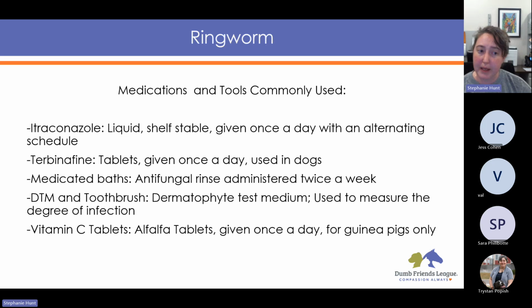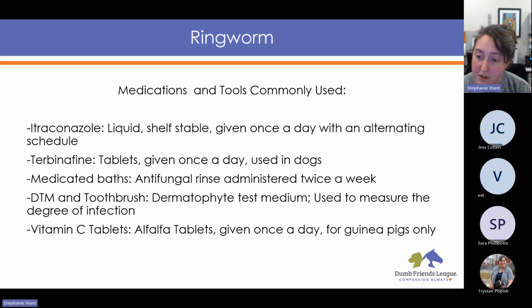With ringworm, they're going to be on an antifungal oral medication. This is a once-a-day medication that is shelf-stable. Terbinafine is an antifungal tablet that we use more often for puppies and dogs because they're larger, so they require a higher dose. We give them terbinafine tablets instead of the liquid itraconazole. All ringworm animals are going to get medicated baths, so they get antifungal rinses twice a week.